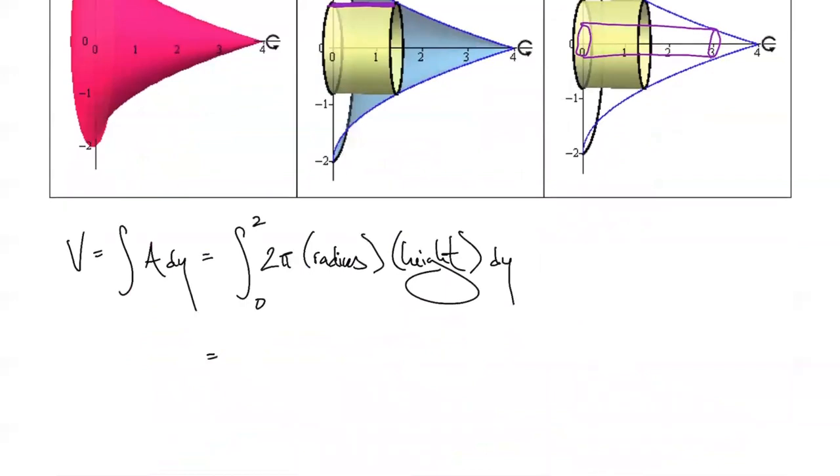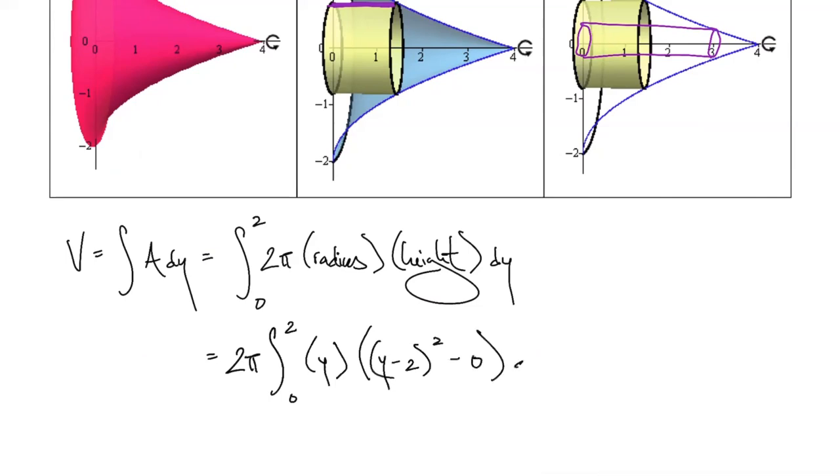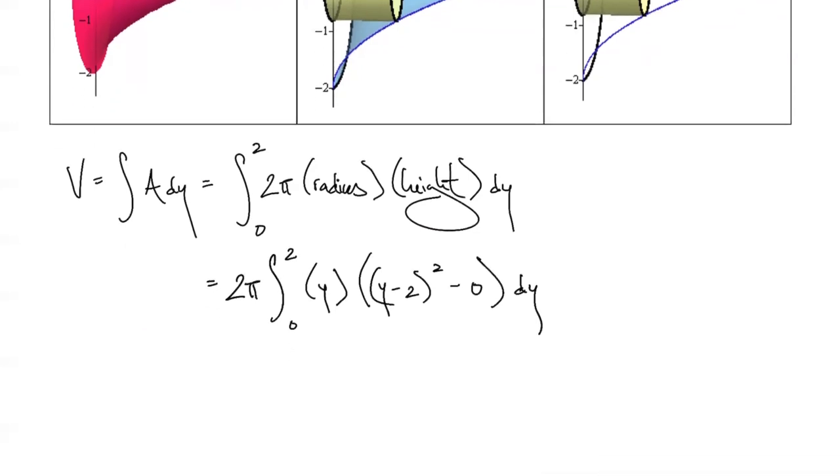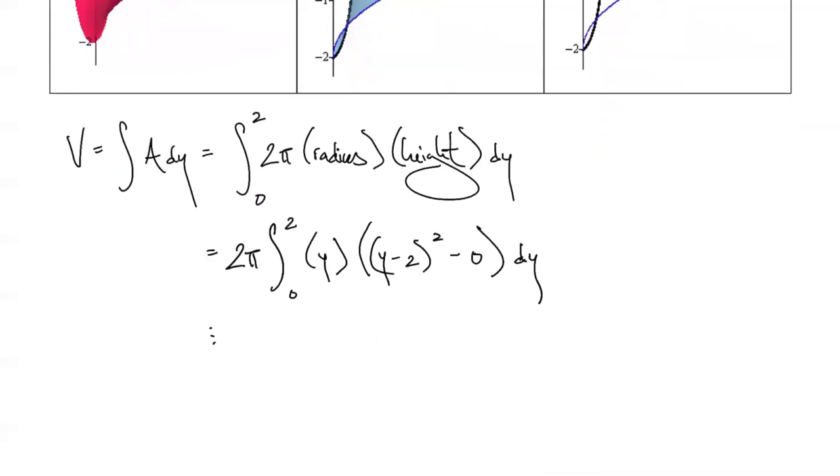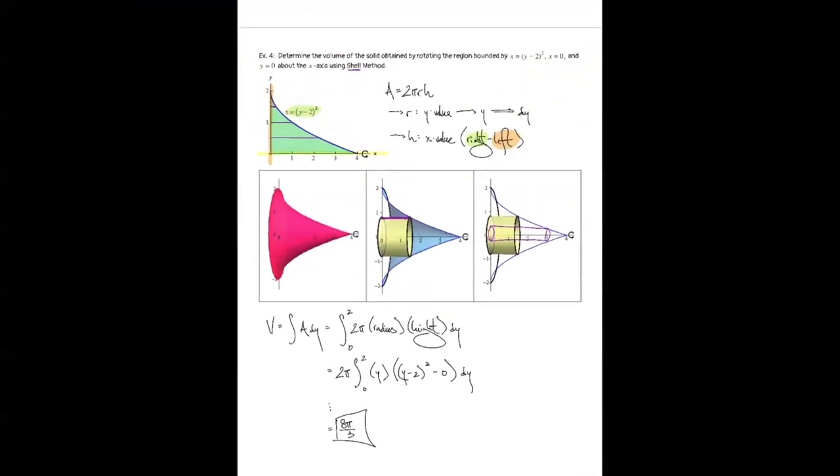We put that into our equation, we get 2 pi, the integral from 0 to 2 of y times, what do we have for that equation again? y minus 2 squared minus 0. Now I know we don't need to write the minus 0 part, but that minus 0 reminds me that I did have to do right curve minus left curve. I'll leave the computations to you, but we should end up with 8 pi over 3. So let's get that all on one page for you. That is the shell method setup for this problem.